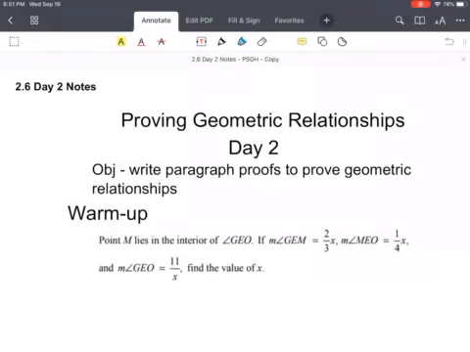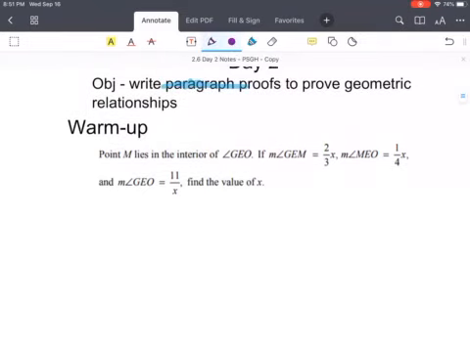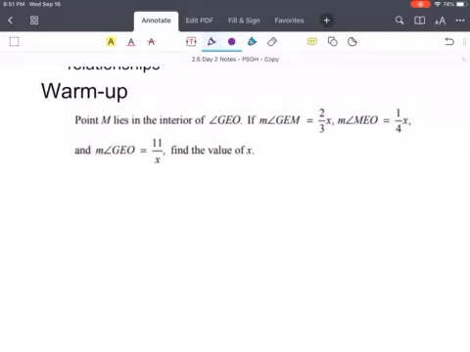All right, today we're going to look at the last section in chapter 2, 2.6, looking at writing paragraph proofs. So our third way of writing proofs. But before we get started, let's start off with this warm-up. If you guys can go ahead and pause it and solve that warm-up, and then we'll get started.